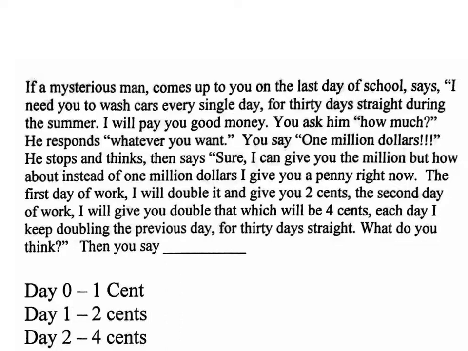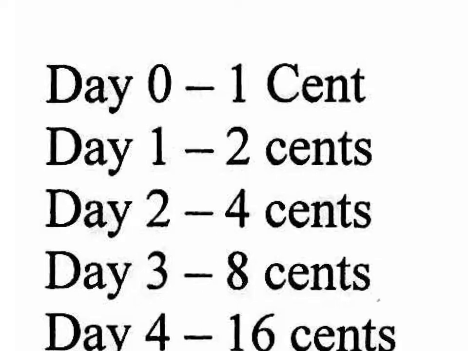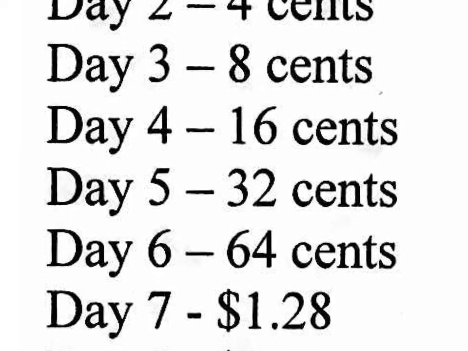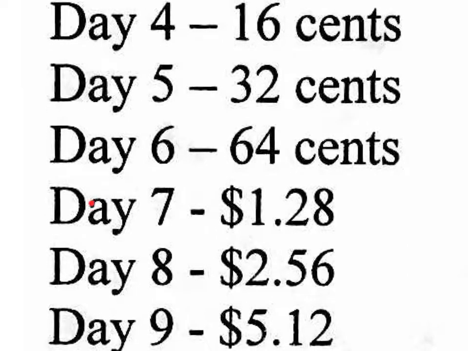But if you were to pick the penny, doubling, check it out. They give you 1 cent on that day 0, and then you start working, they give you 2 cents for that whole day's worth of work. And then day 2, it's 4 cents. Day 3, 8 cents. Day 4, 16. Day 5, 32. Day 6, 64. You keep multiplying. After 1 week, on the 7th day, after working all day washing cars, he only gives you $1.28. That sounds pretty miserable, right?